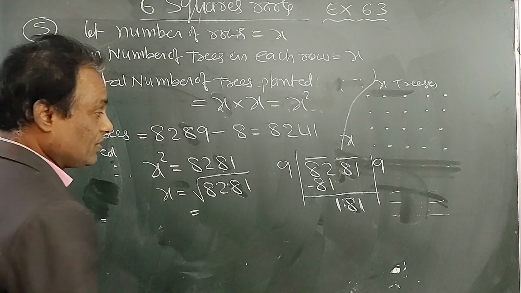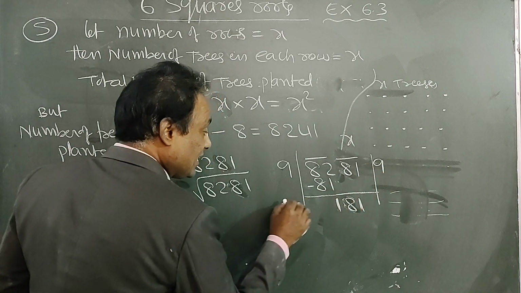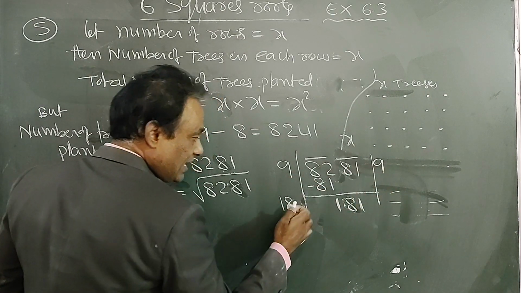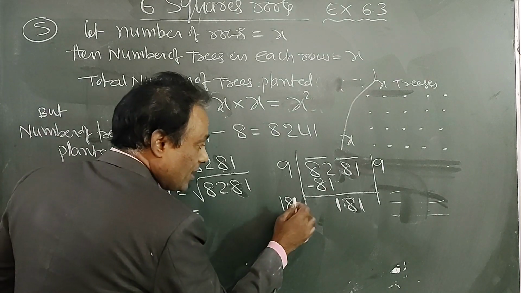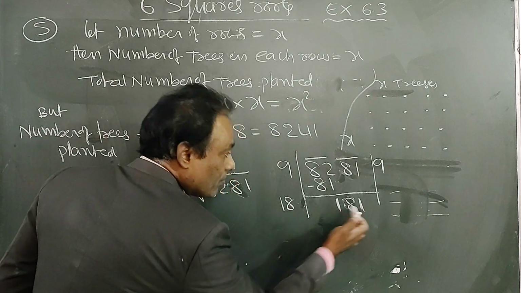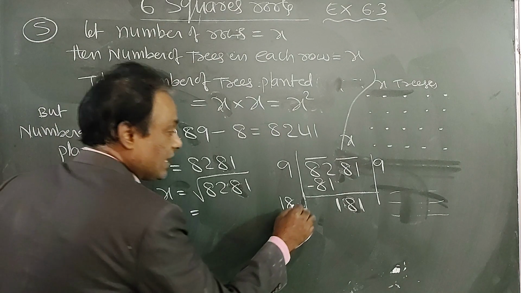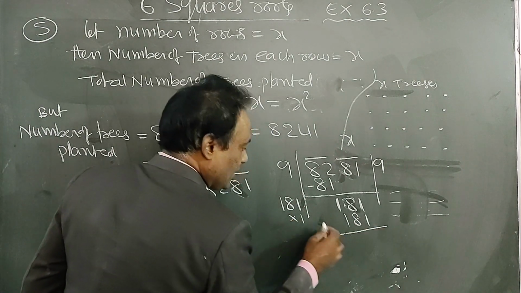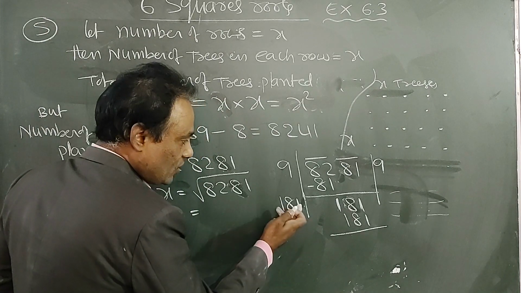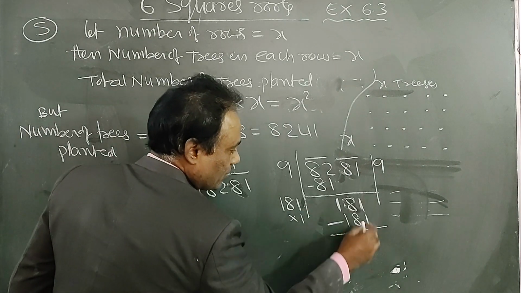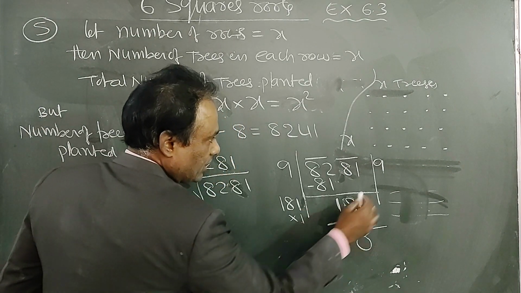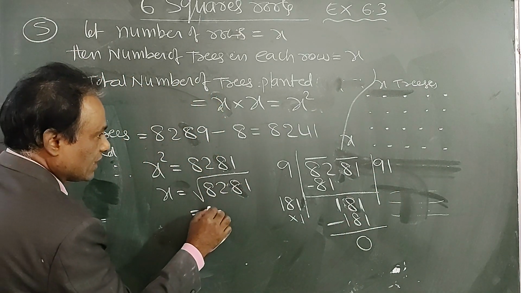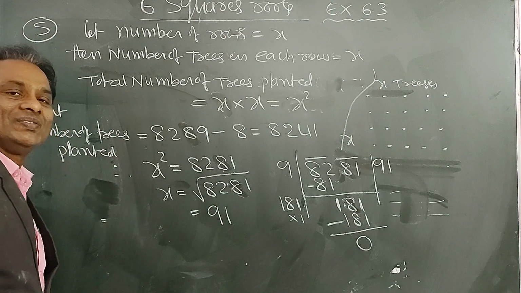Now what is the next step? 9 plus 9 is 18. Write a number here, multiply with the same number to get 189. So write 1 here, multiply with 1, so that 181. 1 into 181 is 181. So 181 minus 181 is 0. What number did I take here? 1. So the square root of 8281 is 91.